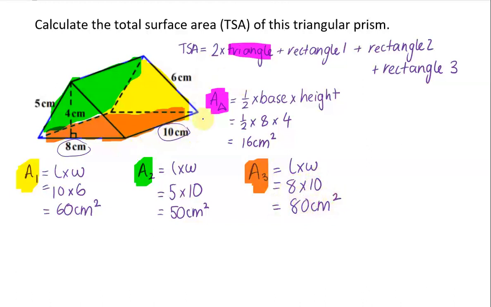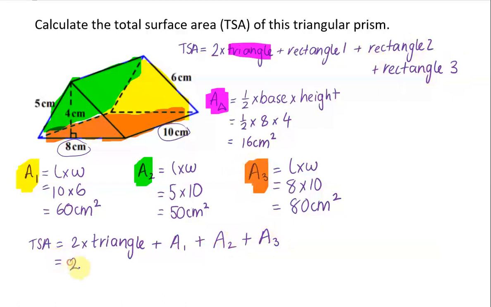So now we've got the area of the triangle, the area of rectangle number 1, the area of rectangle number 2, and the area of rectangle number 3. So we can calculate our total surface area. We've got our formula already written up here. We have total surface area equals 2 times the triangle, plus, instead of writing rectangle 1, I'm going to use A1 for area 1 because it's a little bit shorter, plus rectangle 2, which is A2, plus rectangle 3, which is A3.